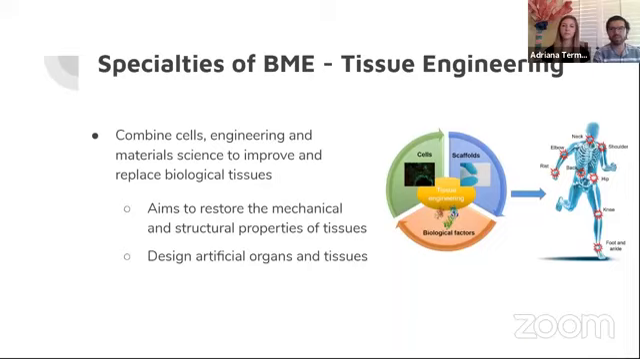So examples of these will be skin grafts. For when somebody gets burned, biomedical engineers have designed these artificial skin grafts that are made from cells made in a lab and allow the patient to heal better. So the aim of tissue engineering at the end of the day is to restore the mechanical and structural properties, which is where the engineering comes in, but with the focus of artificial organs and tissues.